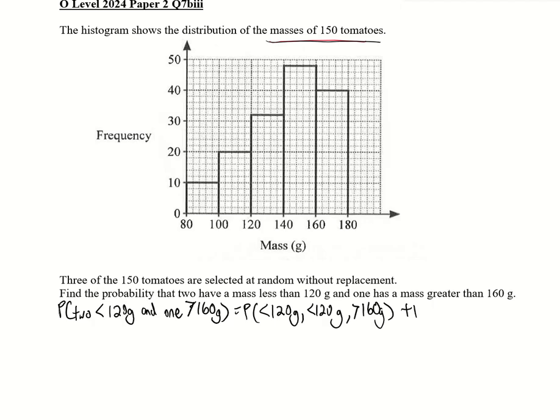We can consider where the more than 160 gram tomato is at the second draw. So that means I have less than 120 gram, more than 160 gram, and less than 120 gram. And then the third case where the more than 160 gram tomato is at the first draw.